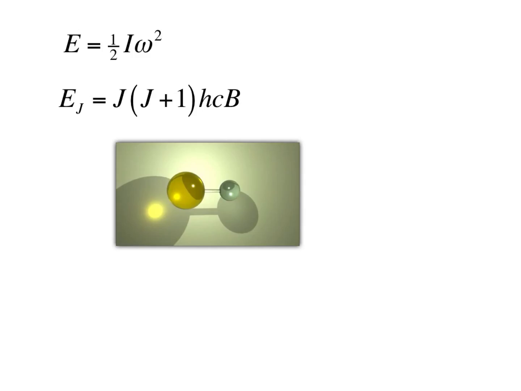Quantum mechanically, the energy of rotation depends on the rotational quantum number J and the rotational constant B, which is a function of the moment of inertia. The quantum number J can take on values starting at 0, 1, 2, and so forth in integer values. We can see that, unlike in vibrations, when J equals 0, there is no energy in rotations, and thus the molecule does not have to be rotating.